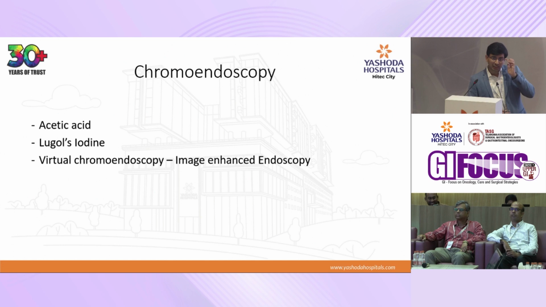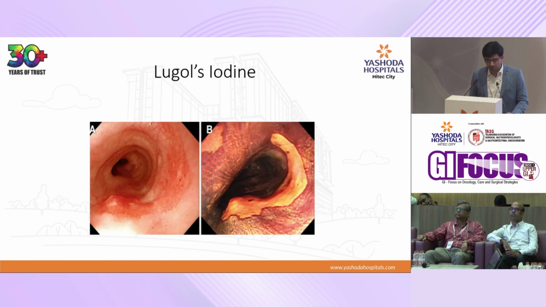For early lesions where you have suspicion, we have chromoendoscopy, where we use a chemical like acetic acid or Lugol iodine to stain the esophageal mucosa. This helps in identifying the abnormal mucosa and finding the specific area to biopsy. And now with evolving technology, we have virtual chromoendoscopy, which is image enhanced endoscopy.